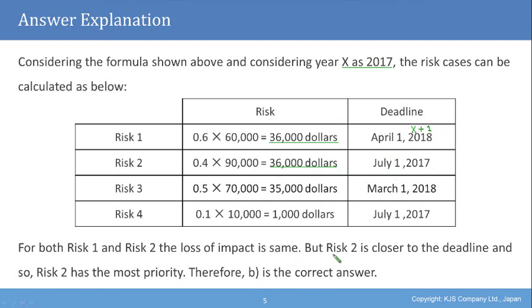But risk 2 is closer to the deadline, and so risk 2 has the most priority. Therefore, B is the correct answer.